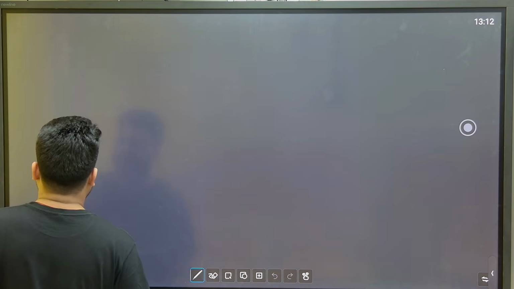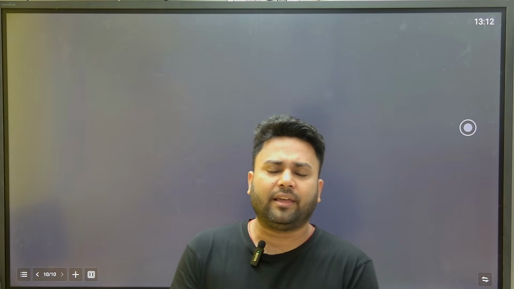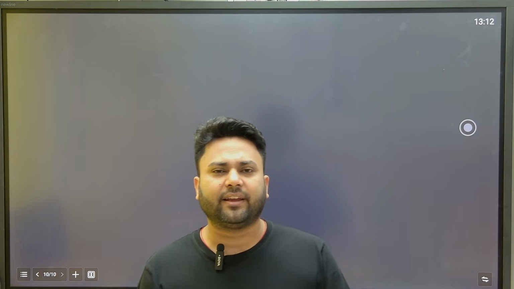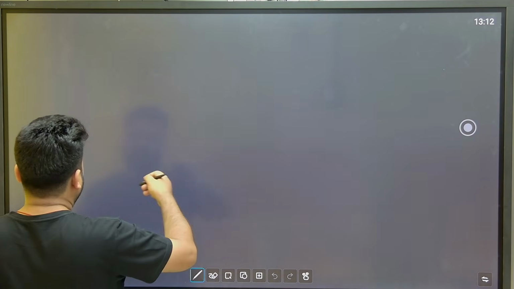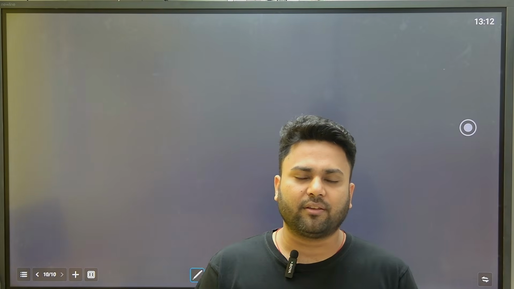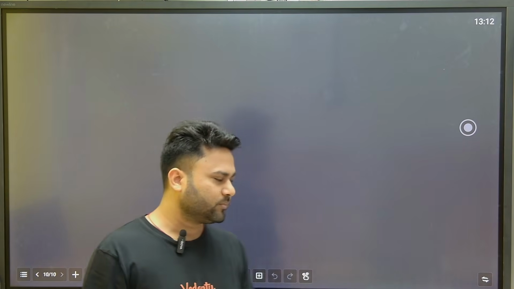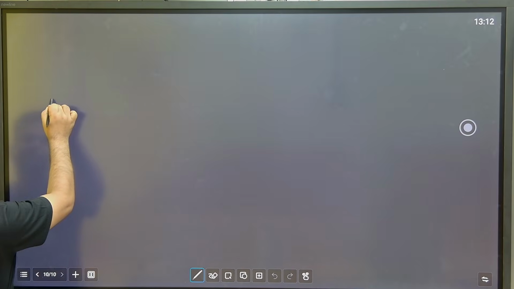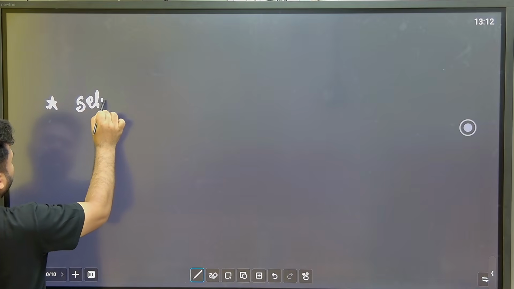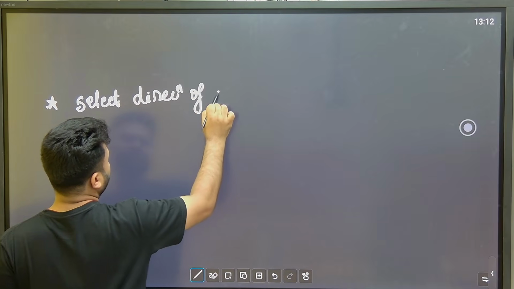Some important concepts you understand. Some students are confused about where you should take positive, which side you have to take negative, right side positive, left side negative, what to do. Because when we are applying this equation, v equals to u plus at, s equals to ut plus half at square, v square minus u square equals 2as, you have to be very careful regarding the plus and minus sign. Now, how to decide? So always remember, select direction of motion, or see the direction of motion.